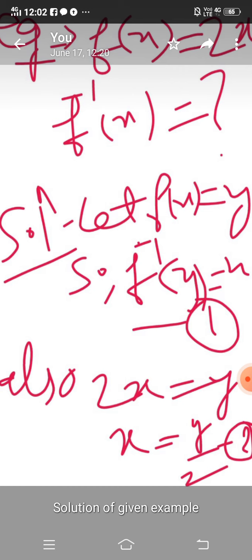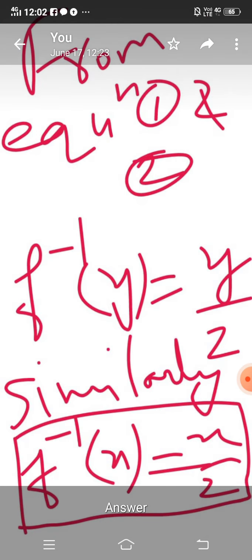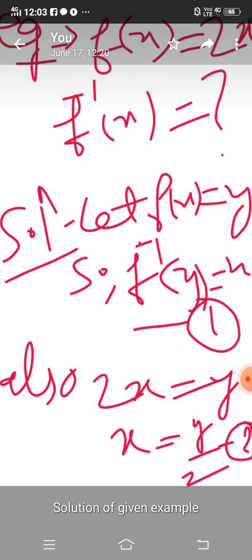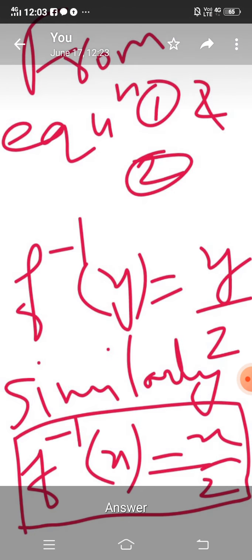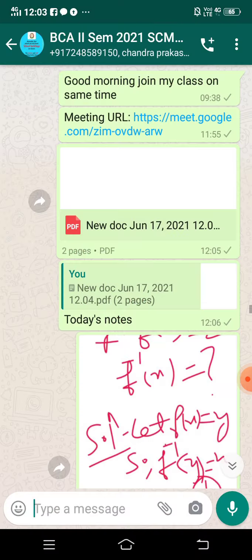Let us put equation 1 and 2 equal, because both are equal to x. So f inverse of y is equal to y by 2. This equation is in the variable y. Similarly, f inverse of x is equal to x by 2. So this is the method to find the inverse. The answer is that the inverse of f(x) is equal to 2x will be f inverse of x is equal to x by 2.